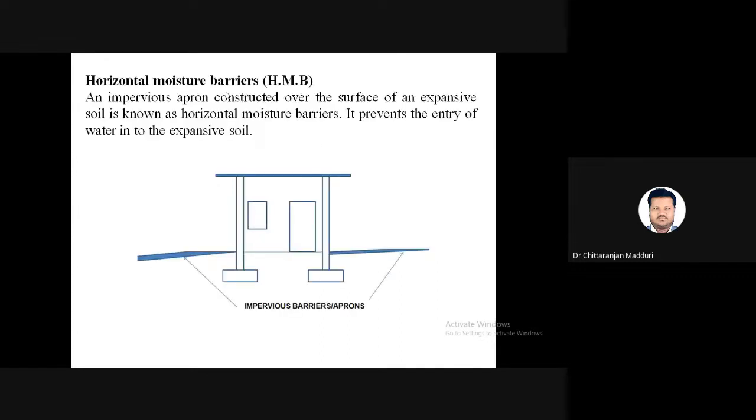Horizontal moisture barriers. As the name itself suggests, it is a barrier to water placed in the horizontal direction. An impervious apron constructed over the surface of an expansive soil is known as a horizontal moisture barrier. So a barrier is created horizontally over the surface of the expansive soil, and it prevents the entry of water into the expansive soil.